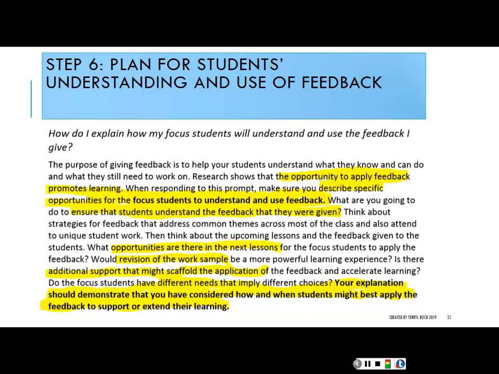Because I know when I was teaching, I knew what best practice was. I also knew I didn't always get a chance to have best practice in my classroom because of other things that got in the way. Okay, so your explanation should demonstrate that you have considered how and when students might best apply the feedback or support. Maybe there's going to be opportunities in the next lessons coming up. Maybe you're going to have them revise the work sample, but it has to be about how you're going to support them.